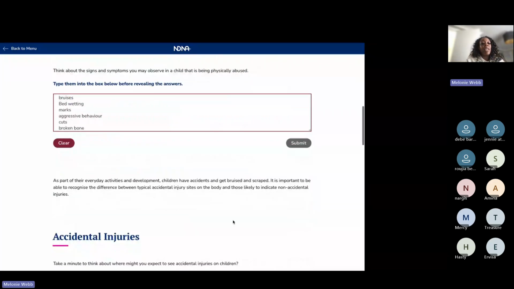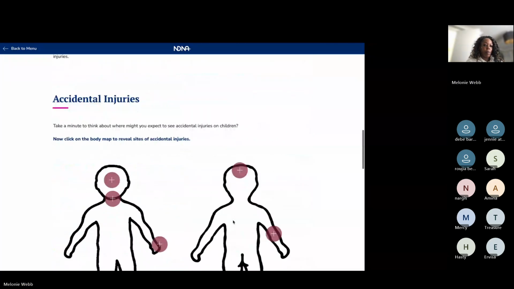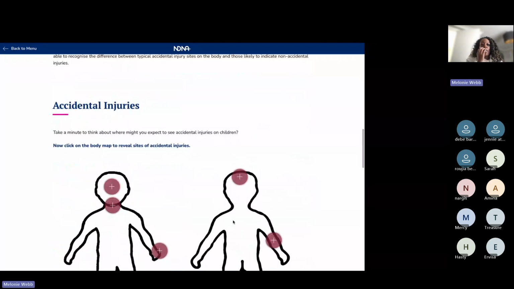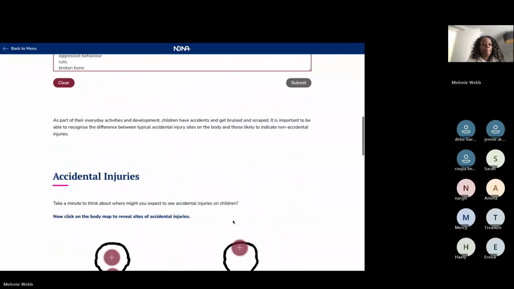So as part of their everyday activities and development, children have accidents and get bruised and scraped. So it's important to be able to recognise the difference between typical accidental injury sites on the body and those likely to indicate non-accidental injuries. So just take a minute to think about where you might expect to see accidental injuries on children and drop them in the comments for me.